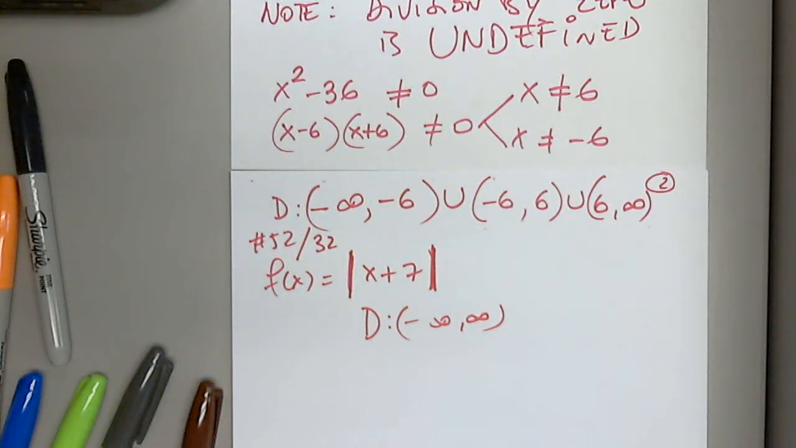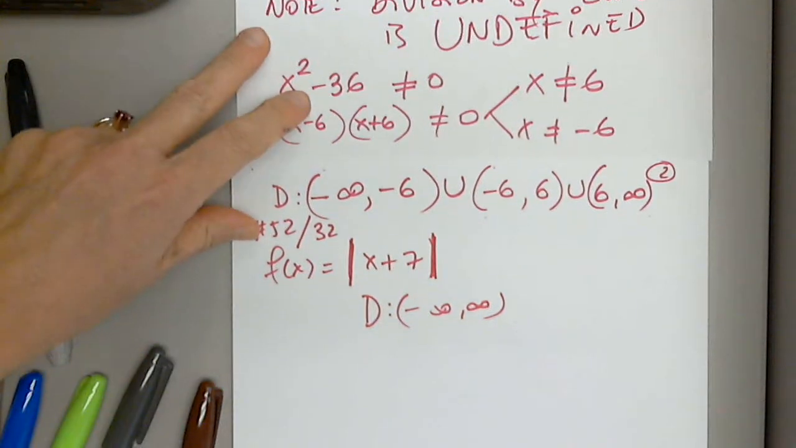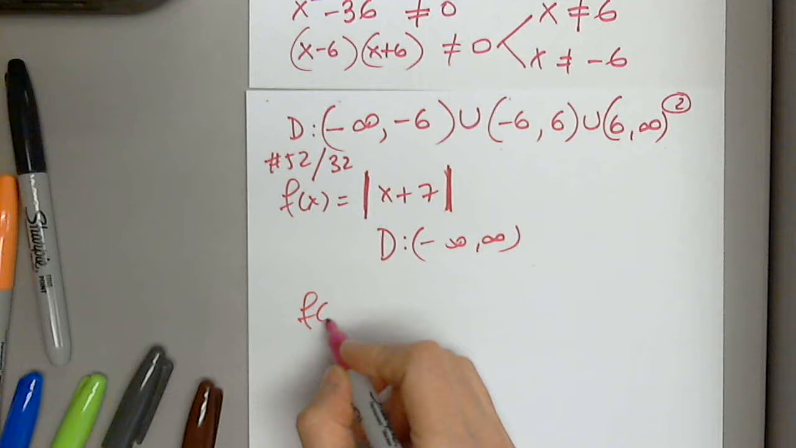So are all absolute value ones going to be that domain? Very good question. Excellent. Let me give you another function, which is a combination.